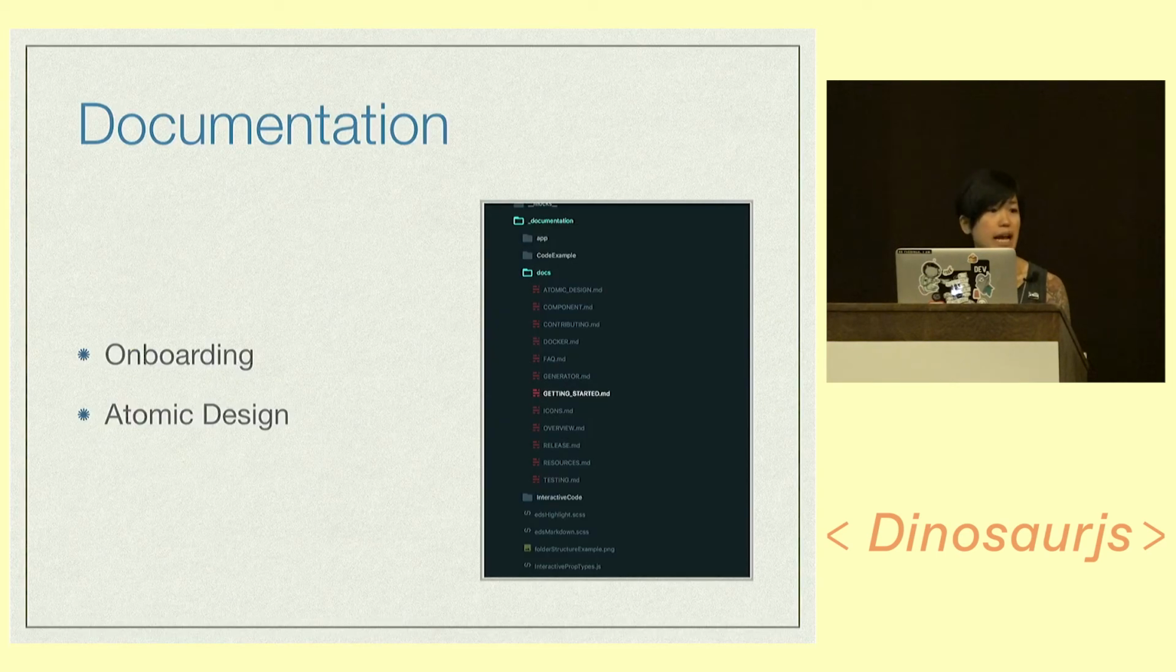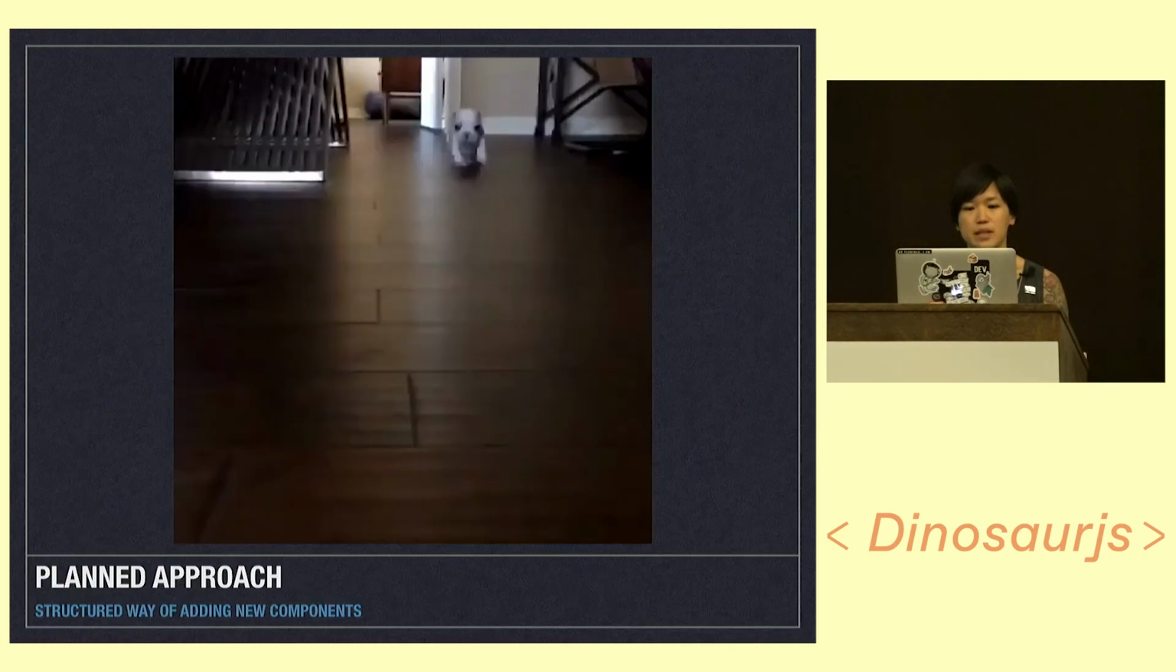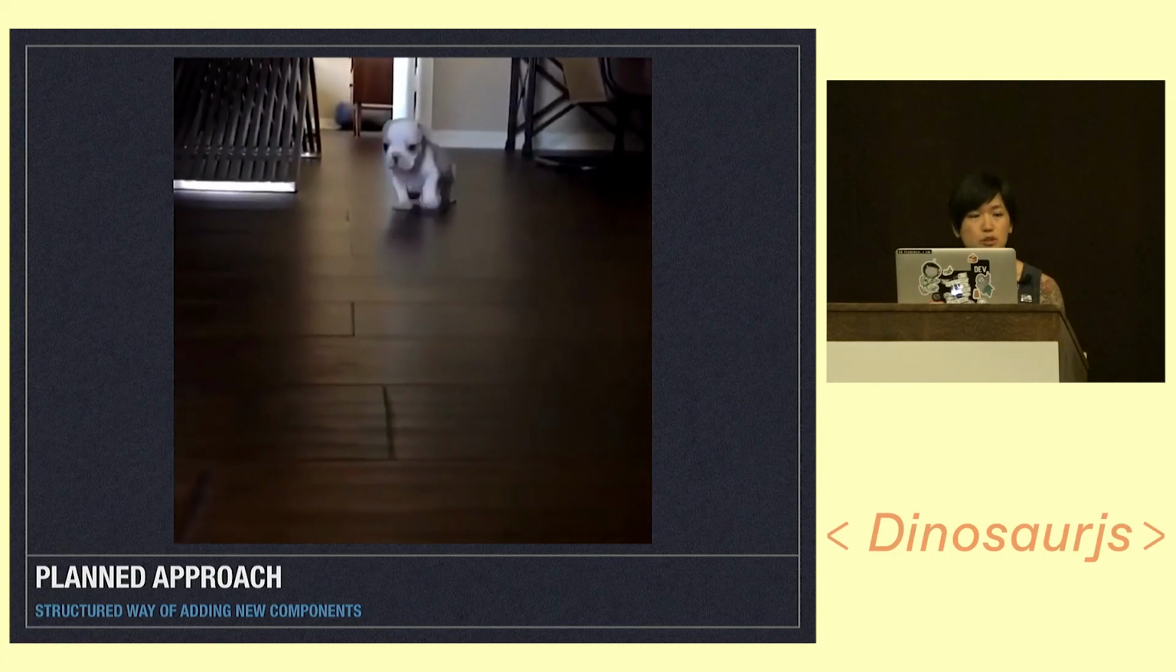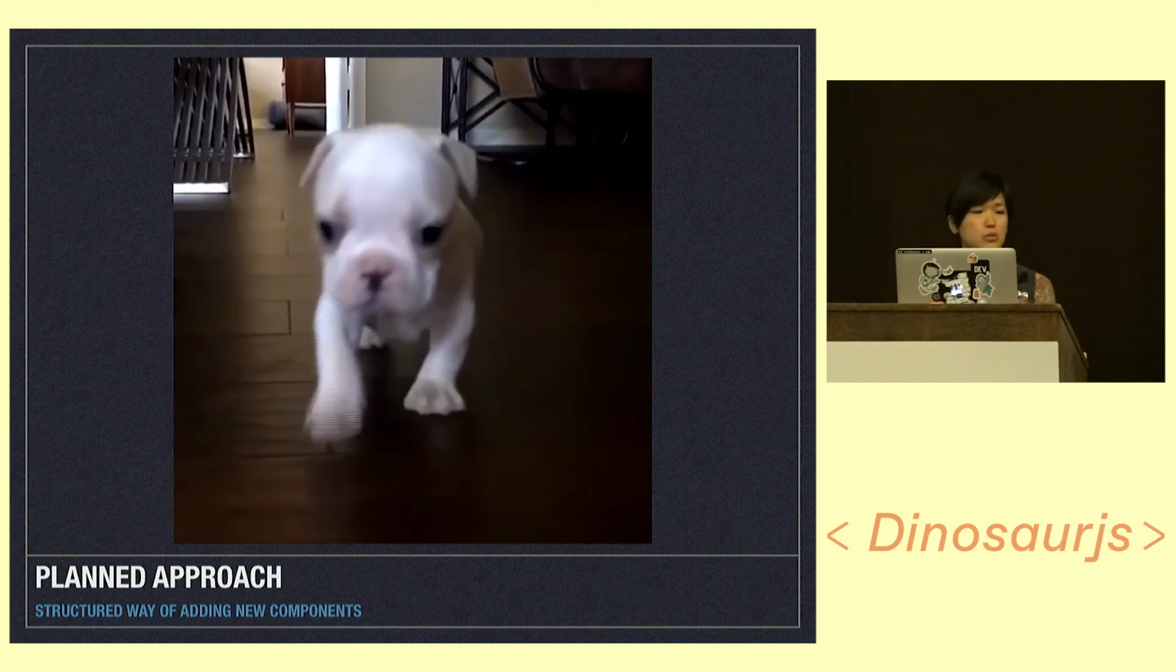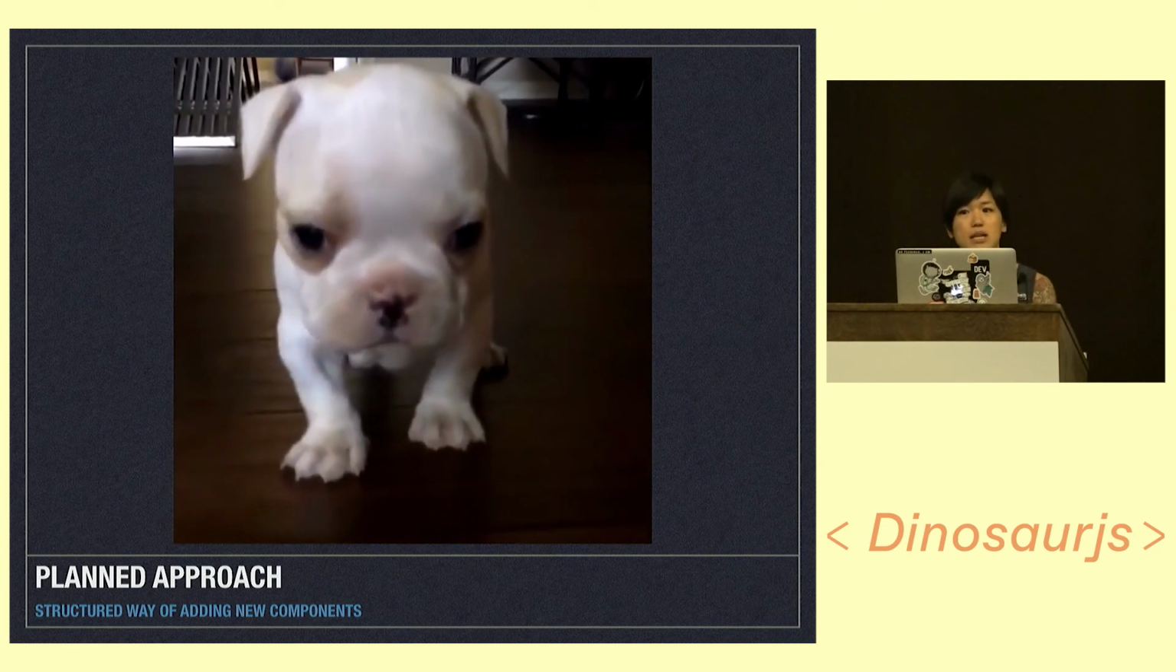We were really good at having documentation around our design system. We had a lot of information on onboarding and information around atomic design. So you can see here a list of some of the documentation that we had. The front-end Foundry team created a planned approach, a structured way of adding a component. Basically, you would sit down with our front-end Foundry team and talk about edge cases around a component. You would talk about what props it required, things like that.